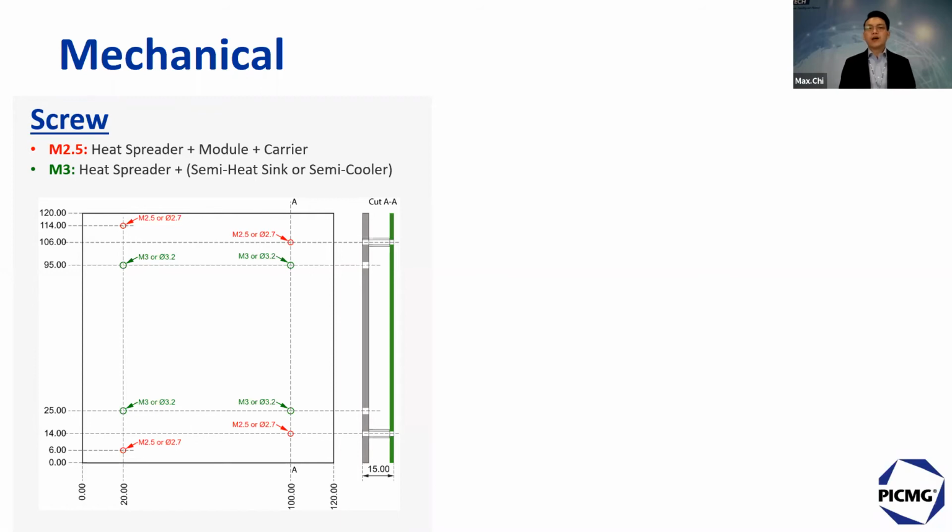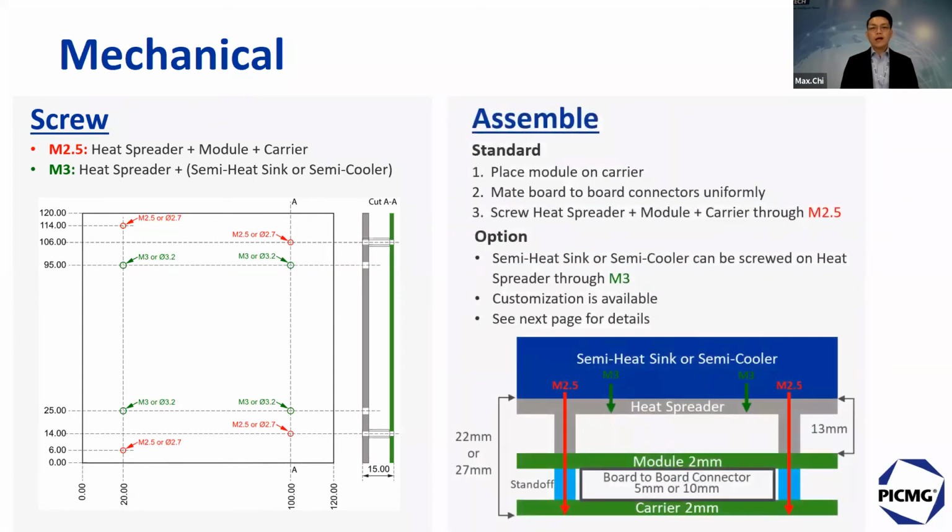You might be curious about how the system will be assembled. As in the picture on the right-hand side, first, we place the module on the carrier. Second, we mate the board-to-board connectors uniformly. And third, you assemble the heat spreader, module, and carrier board all together with the mentioned M2.5 screws. And that will be the standard thermal solution, or standard mechanical, that COM-HPC defines.